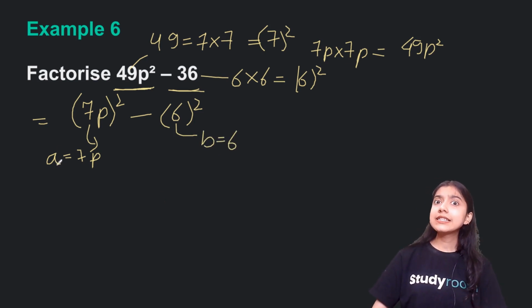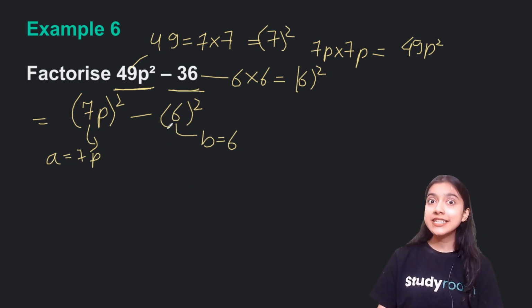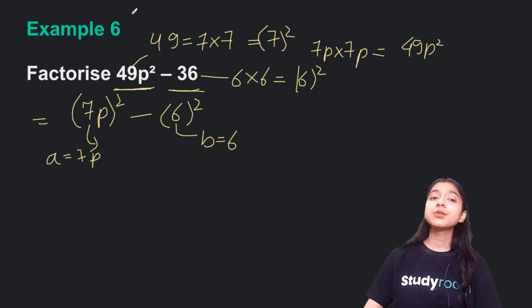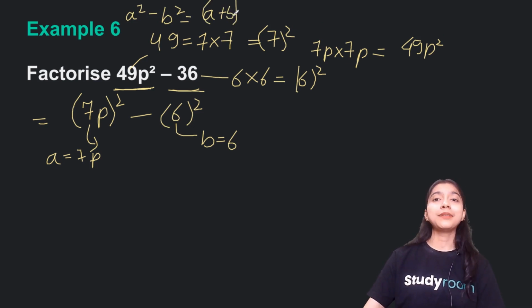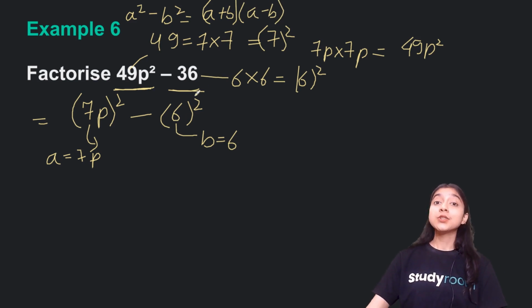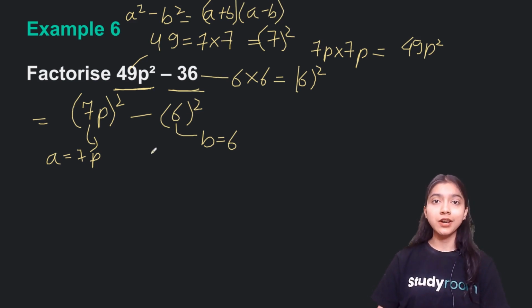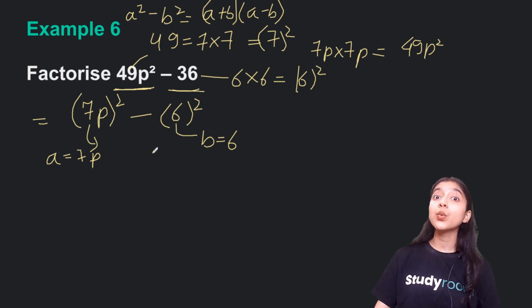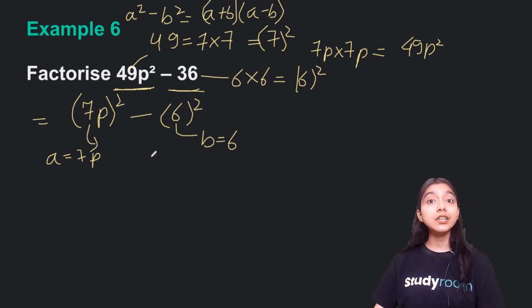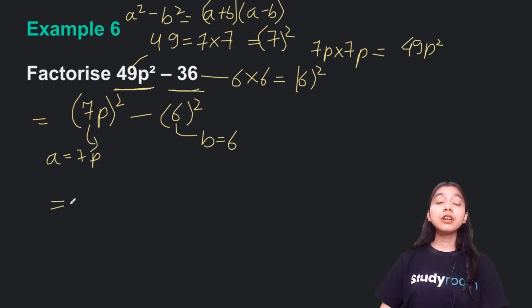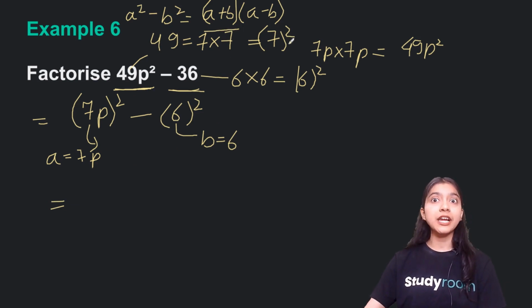Now, isn't this the third identity, A square minus B square? What was A square minus B square? I taught you that A square minus B square is nothing but A plus B whole multiplied with A minus B. This was the third identity that I taught you. So we'll be using the third identity over here. When you'll be solving the problem, you'll get to know which identity you have to use in the given question. So what we'll write? A square minus B square is equal to A plus B multiplied with A minus B.